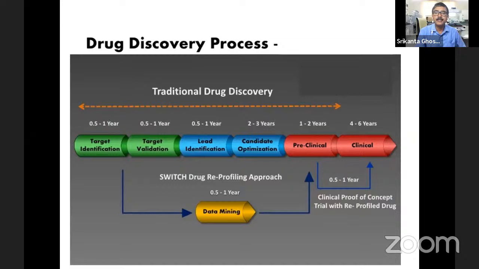The major problem is that it takes a long time, since a number of steps are there and multidisciplinary people are involved, from identification to characterization. Multiple disciplines, multiple people are involved, and at each and every step there is a need for validation and revalidation, so that you can go to the next stage. That is the major issue of the traditional drug discovery system.